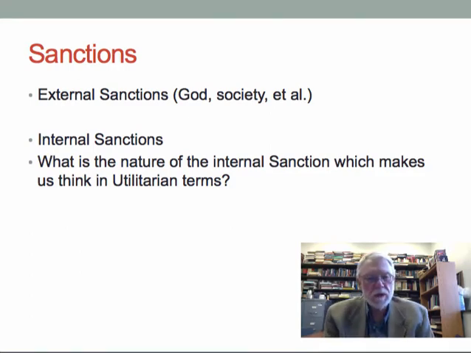The sanctions which often can be much more powerful are internal sanctions. That is, that are found right inside ourselves, that prompt us to act in certain ways. And Mill thinks that there are powerful internal sanctions that encourage us, push us along, propel us, as it were, to act in accordance with utilitarian standards.